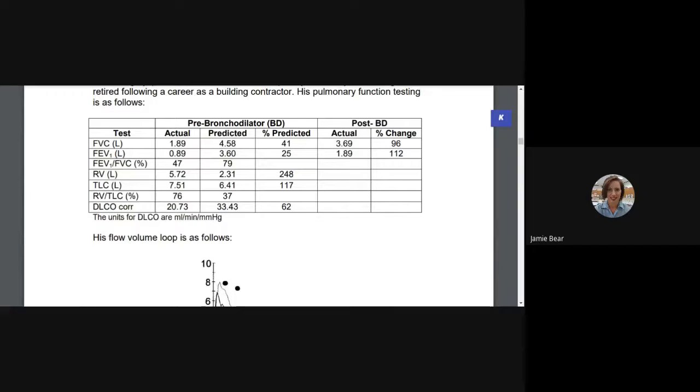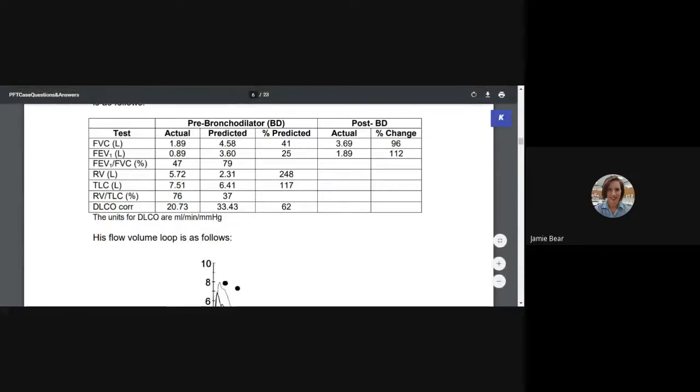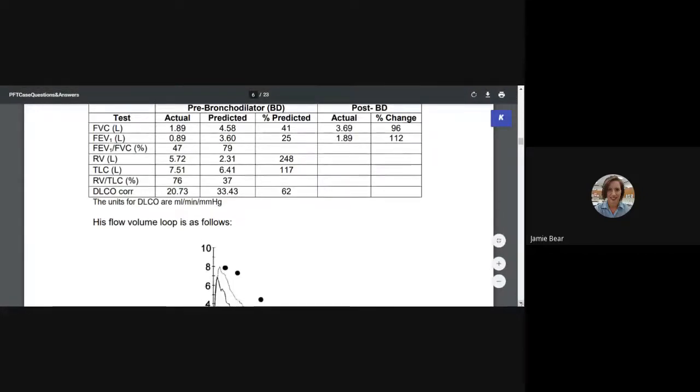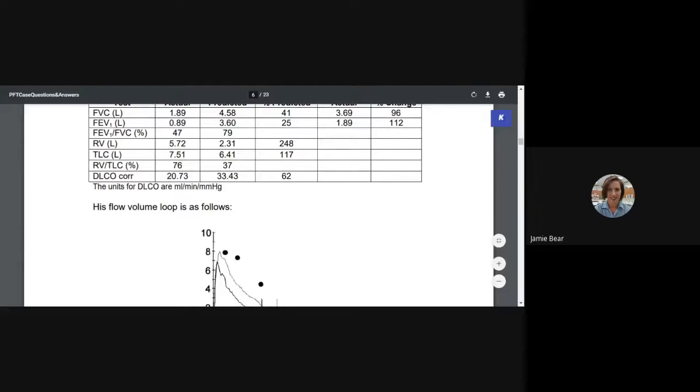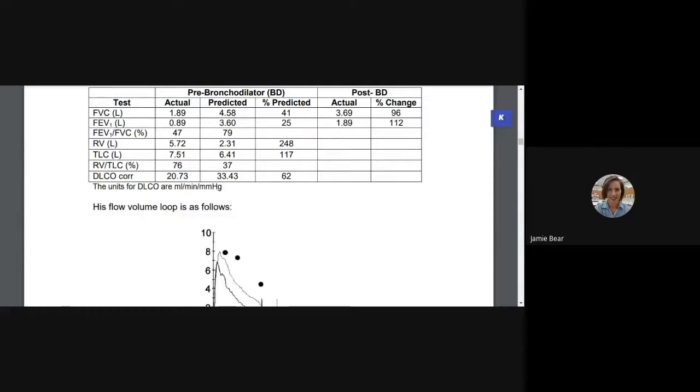Then the percent change after: he went from 41 to 96, from 25 to 112, which is a significant response. Then let's go down and look at his residual volume. His residual volume, which as we said indicates air trapping, is 248% of predicted.